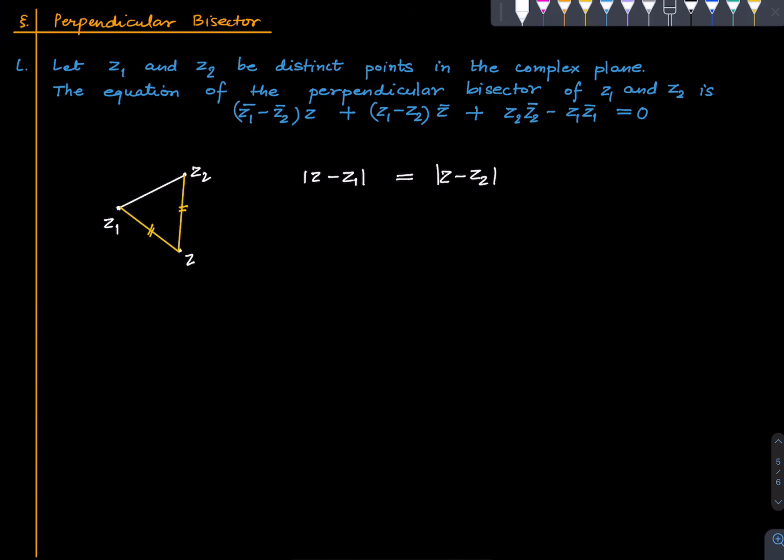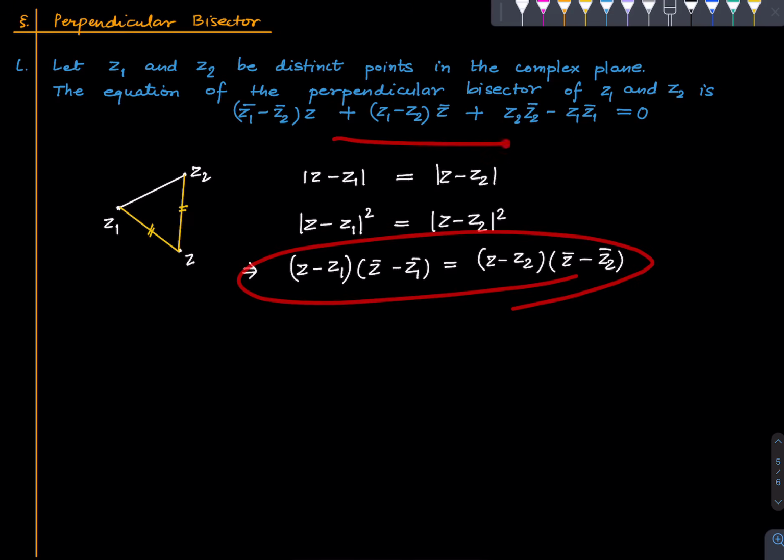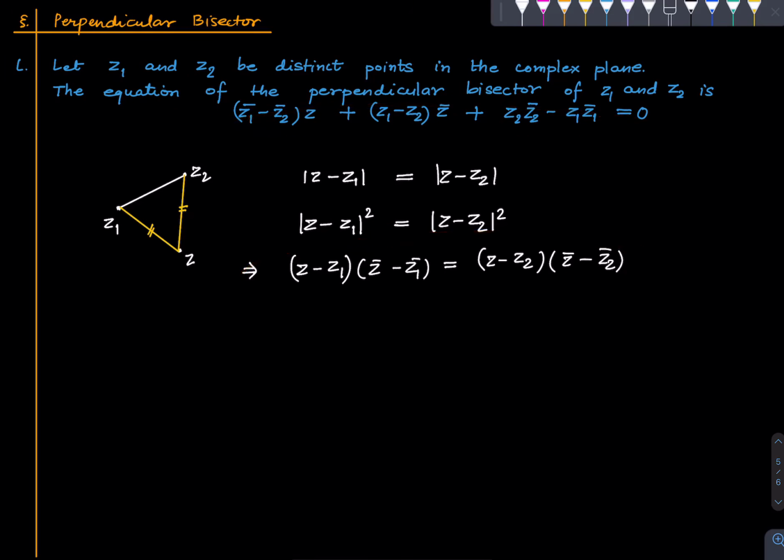So that is the equation, but we don't like magnitude, so we square it. And this gives us Z minus Z1 times Z bar minus Z1 bar equals Z minus Z2 times Z bar minus Z2 bar. And if you just rearrange everything, then you get that. So that's it. That's the equation of the perpendicular bisector.